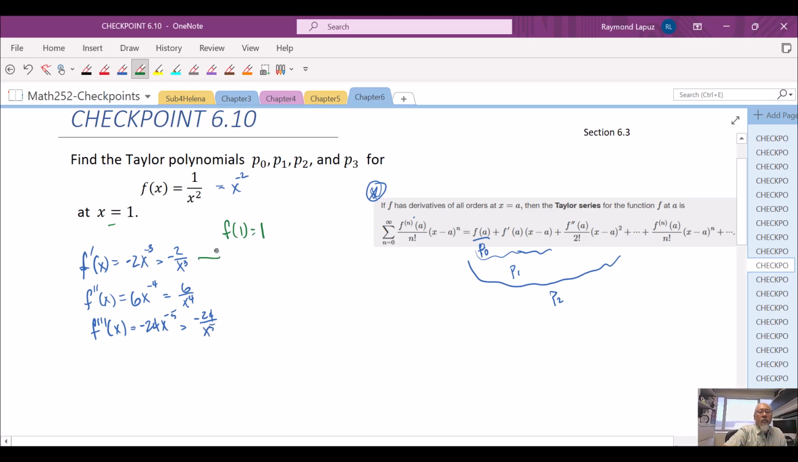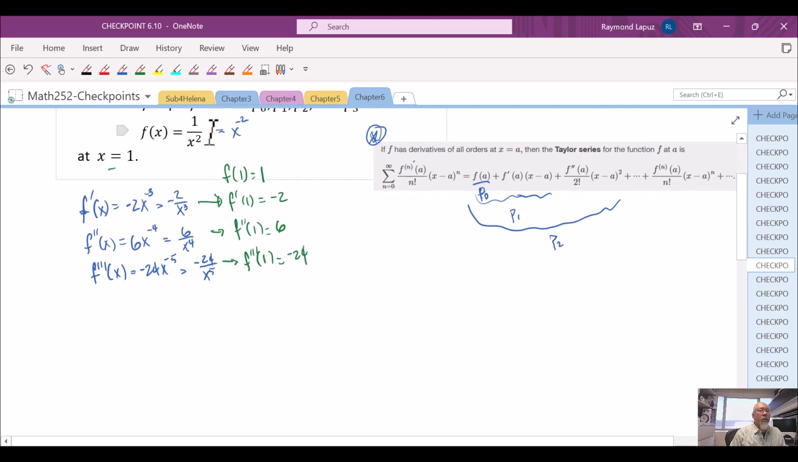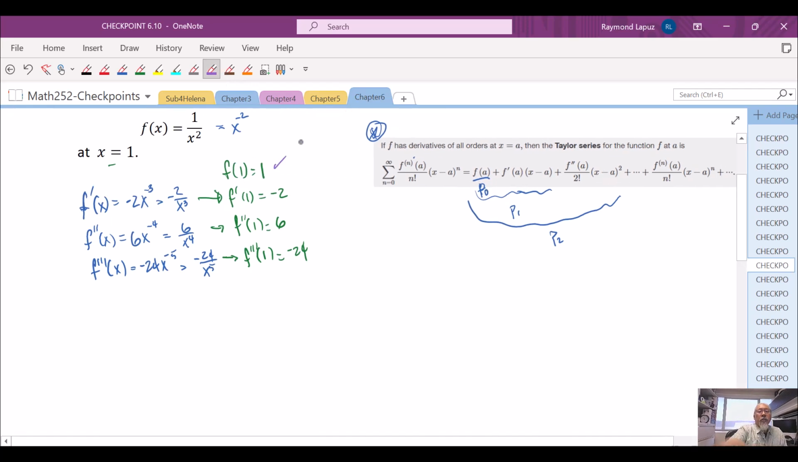So now for each of these, let's evaluate at 1. We'll put 1 in there and we'll just get negative 2 for the first derivative. For the second derivative, we put 1 in there and we get positive 6. And for the third derivative, we put 1 in there and we get negative 24. So those are our values. Now let's just plug it into the formula. Our constant term is just going to be this first term. So p sub 0, the constant, is going to be f at 1, so that's just 1.